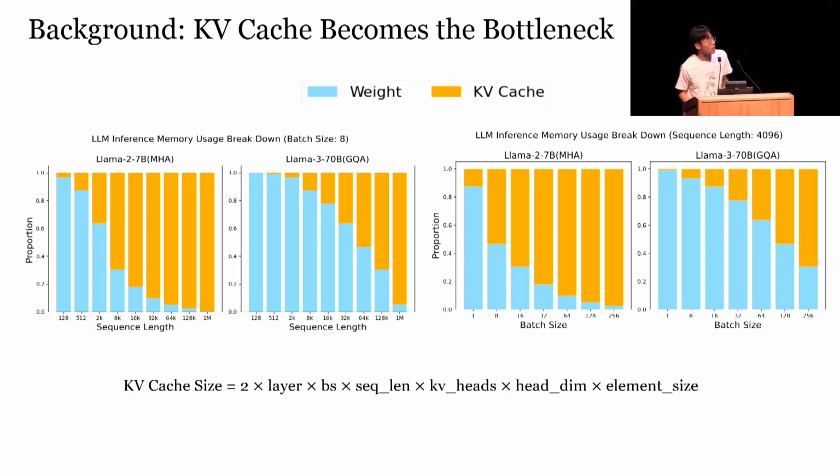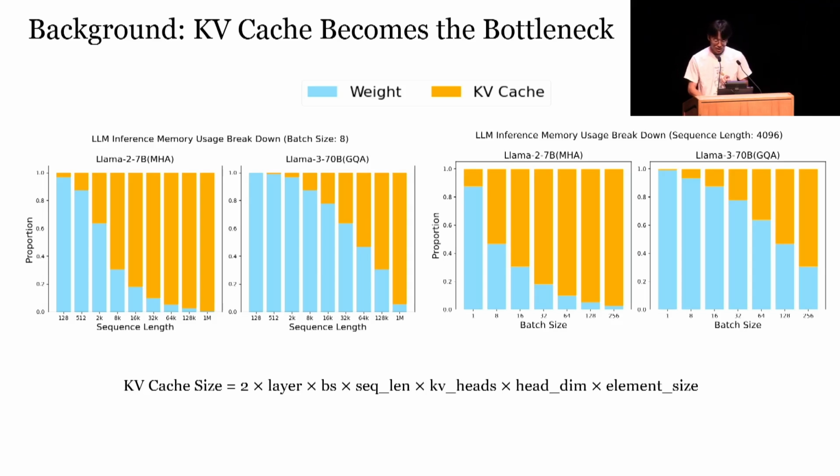Okay, so the background of this work is that KV cache becomes a critical memory bottleneck in LLM inference systems. To avoid some duplicated computation during large language model inference, we usually cache the key and value activation generated by the attention module, and this part of memory consumption is called KV cache.